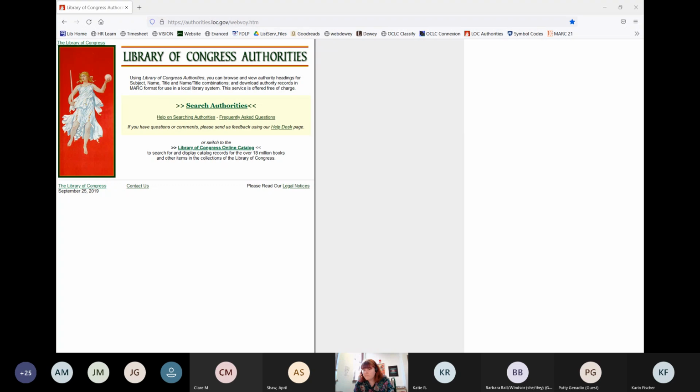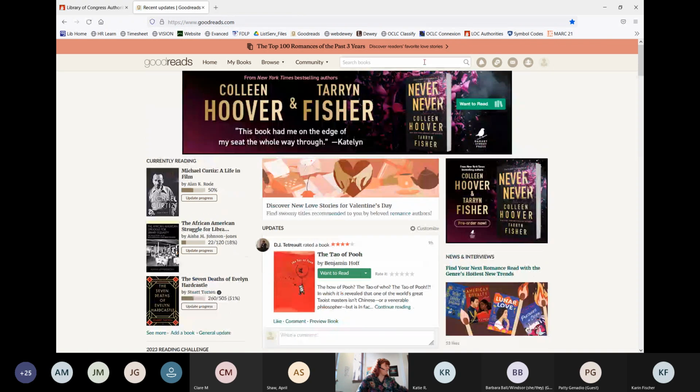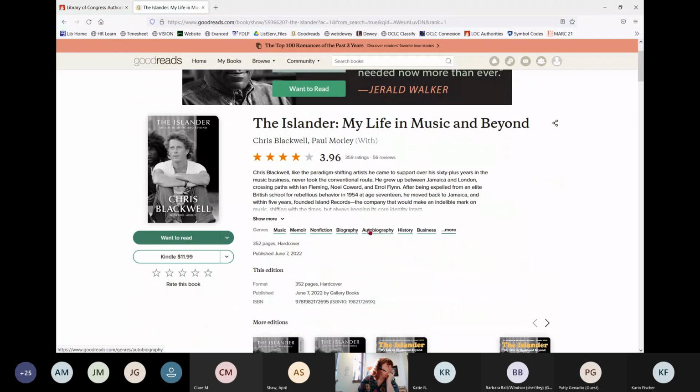If I had a book in my hand, Chris Blackwell's The Islander, what I would do first, honestly, if I was trying to think of what subjects to use, I would go on to Goodreads and search for the book, The Islander, My Life in Music and Beyond. Oh, interesting. This is nonfiction. This is an autobiography. This is a biography. This is a memoir. Okay, so memoir. Let's see what we got there.